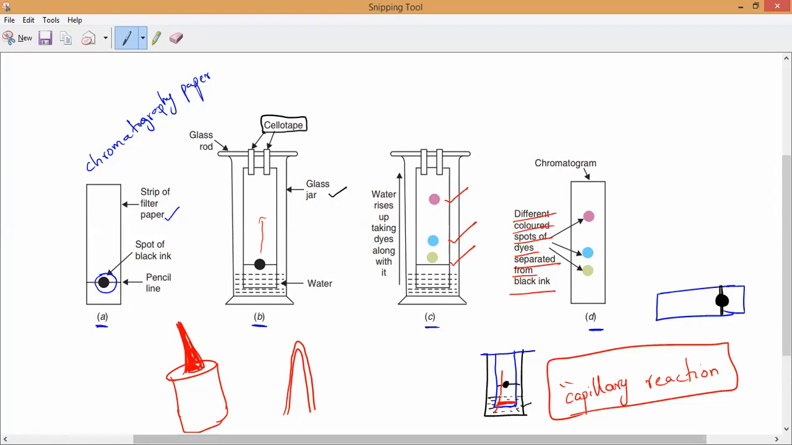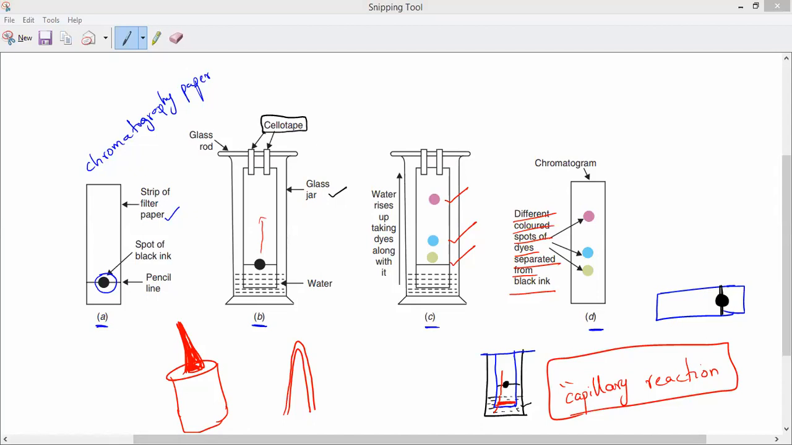So what are these colors? Can you say? One is blue, next one is light green, and next one is what? Pink color. Is it yes or no, guys? Yes, sir. Like this, if you arrange the setup, we are able to see three different colors. So the chromatogram obtained by using this black ink in the experiment has three colored spots on it.